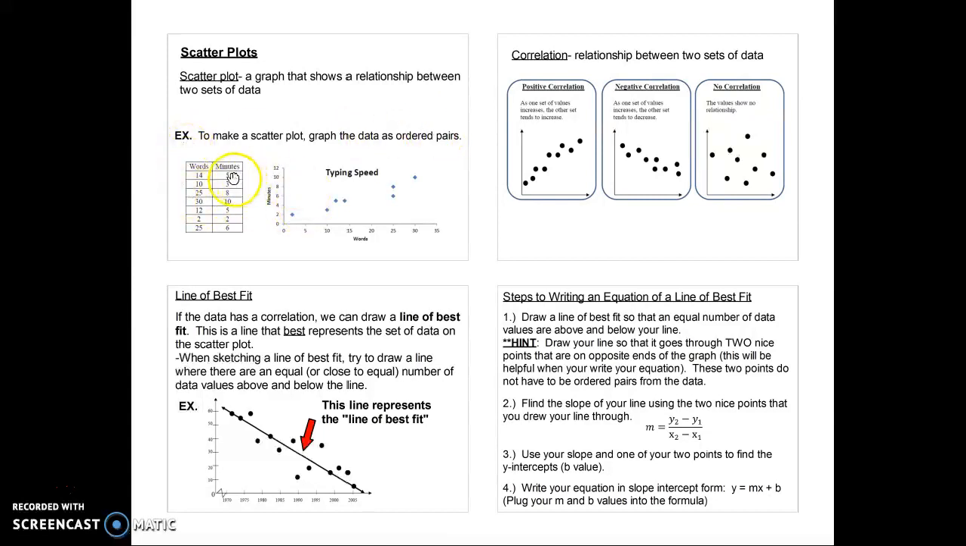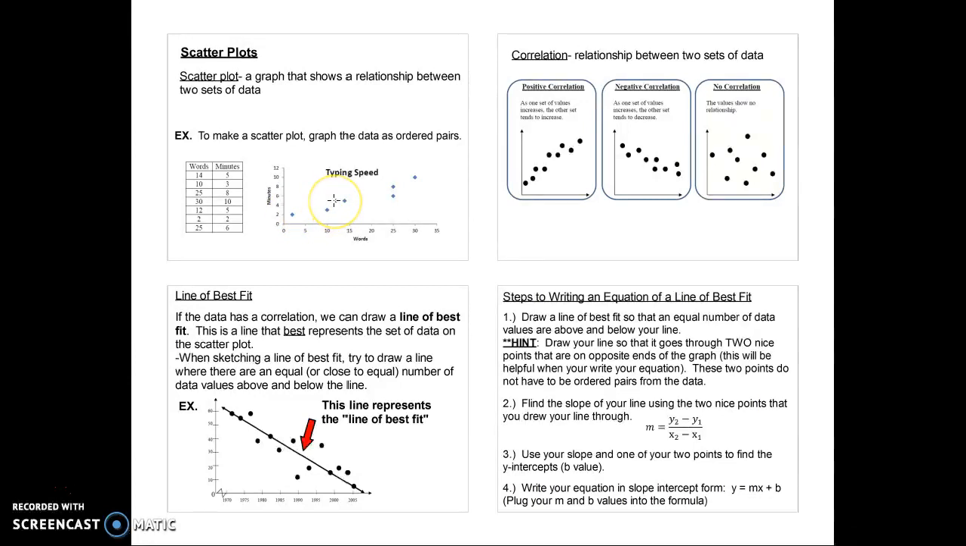So for this first example, we're looking at the number of words typed per minute. So your number of words typed are on your x-axis. Your y-axis is the minutes that it takes to type those words. So you're just going to plot these points. So I have now 14 and 5. So 14 minutes, I go to 14 on my x-axis and up to 5 on my y-axis. So it's just plotting points like we've been doing. You do not connect them all though.